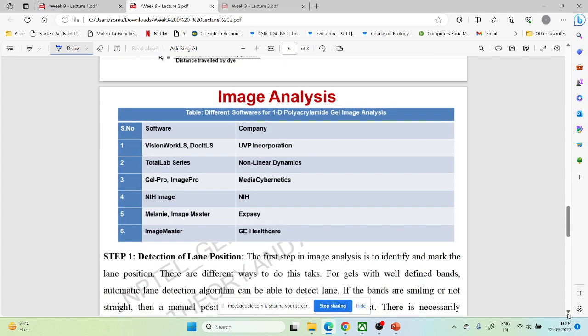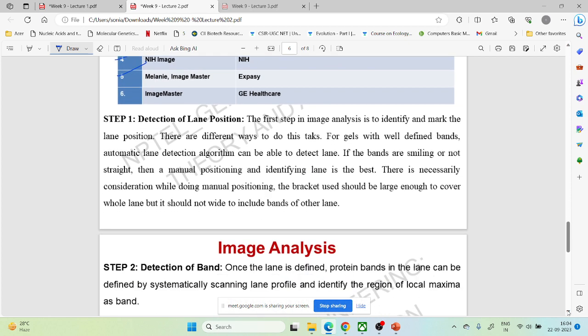for your image analysis, there are so many softwares which are used: VisionWorks, TotalLab series, GelPro, NIH, and all these. So different softwares are there for the analysis of the image. The first step in image analysis is you have to detect your lane. You have to detect all the lanes, you have to mark the lanes, and the lanes can be detected automatically by the software, or you can do it manually also. Then you have to select the bands.